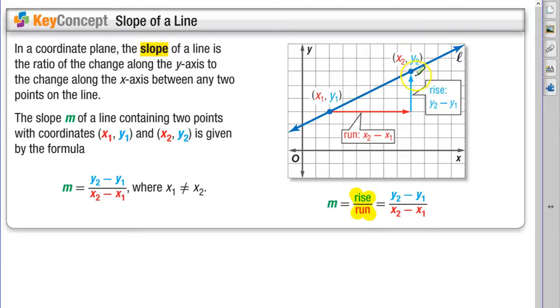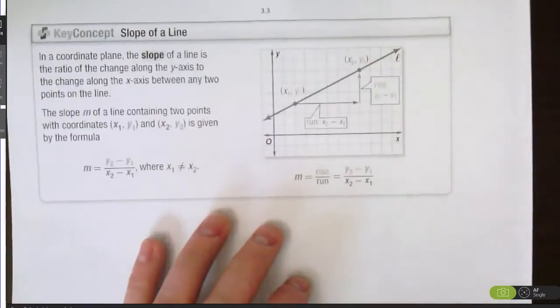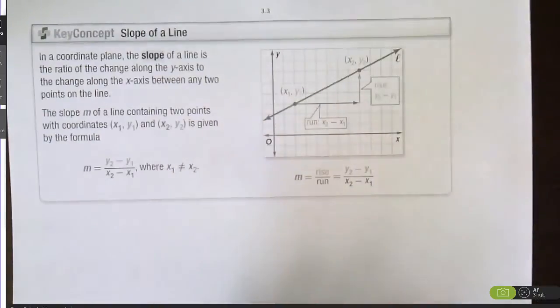So you've got your rise, the vertical change, and you've got your run. Since y is the up and down movement of a point and x is the left and right, which is what run is, slope is the change in y, the change in movement vertically, over the change in x, the change in horizontal movement. So rise over run. And another thing that's important to recognize is that it doesn't matter really which way you do slope.